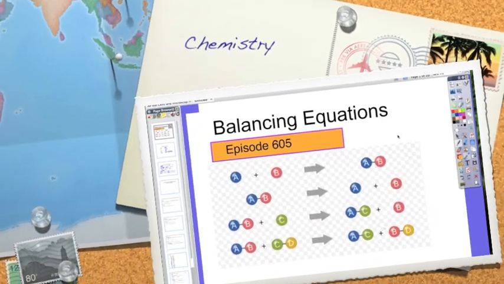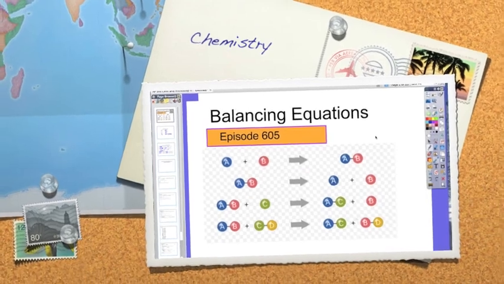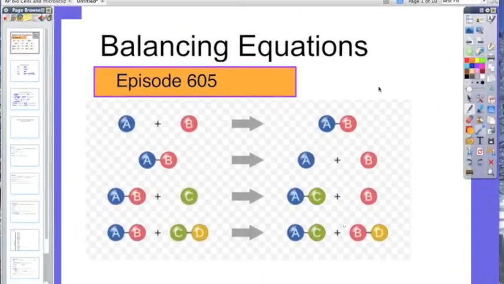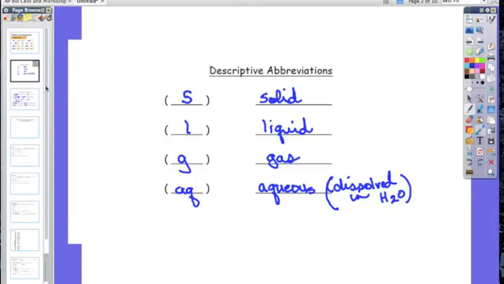This is episode 605, and this is about the types of reactions. So in the unit balancing equations, we're going to talk about how to actually determine which type of reaction we have. For the sake of saving a little bit of time, I've gone ahead and filled these in. If you'll just pause and write these down, or as I talk about them very quickly.